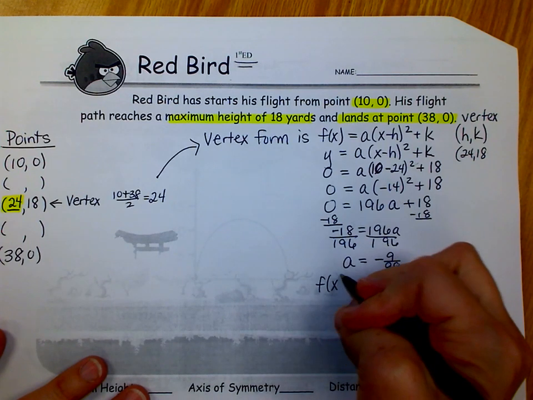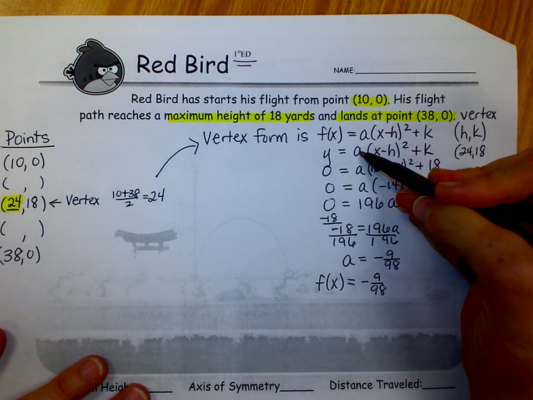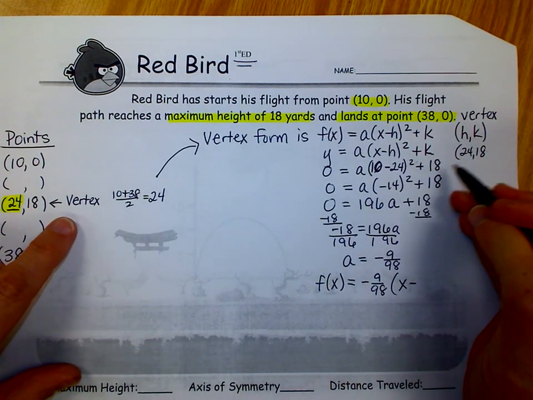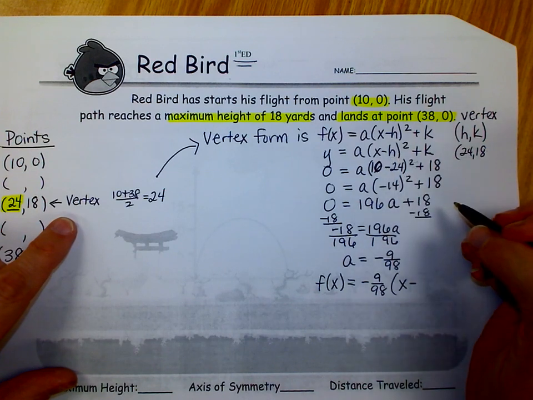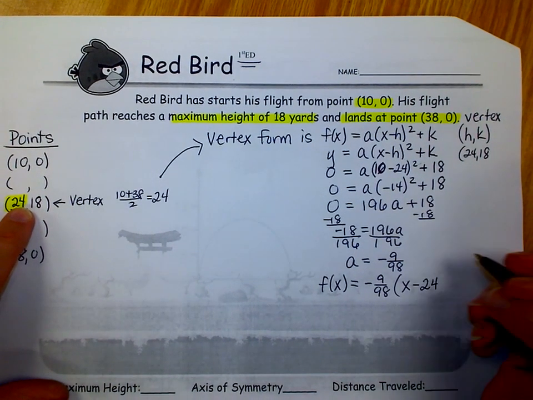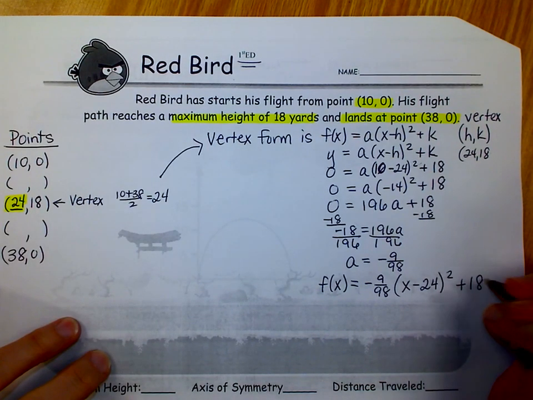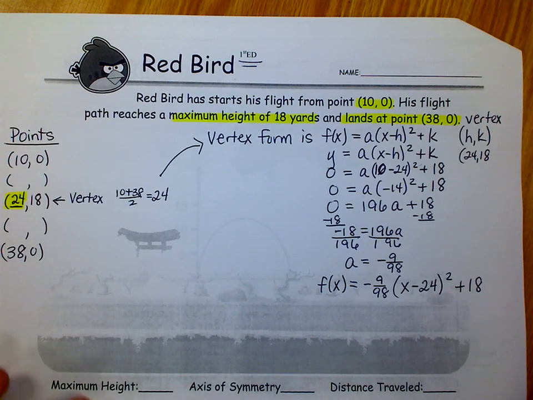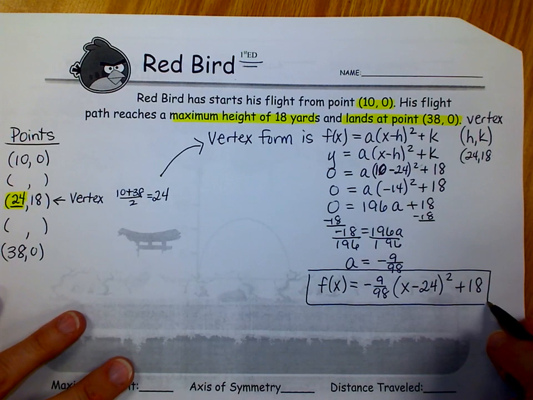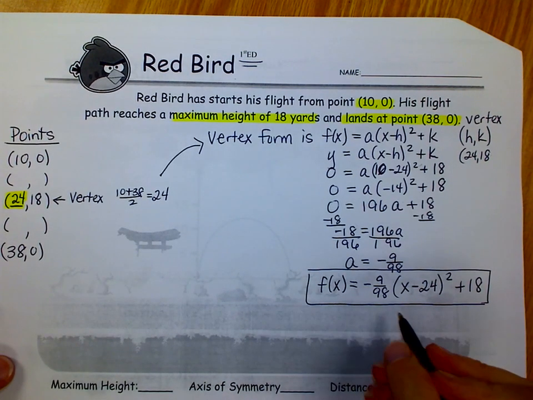We can just substitute back in the negative 9 over 98 in place of our a, times x minus our h, which is 24, the x value of the vertex. That has to be squared, and then we're going to add 18. So what you have now is a vertex form of an equation that matches the path that this bird is taking, that red bird is taking. Okay, so we have a little bit more work still. We have this equation.